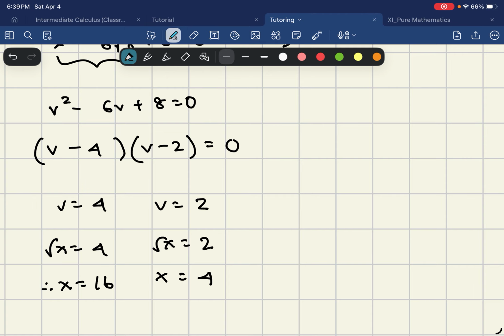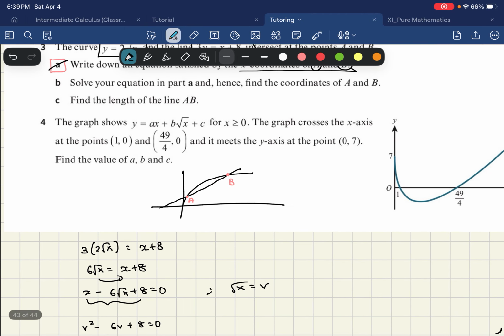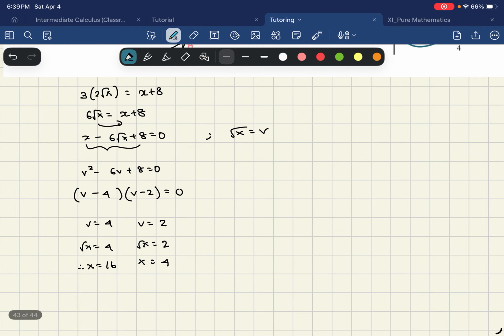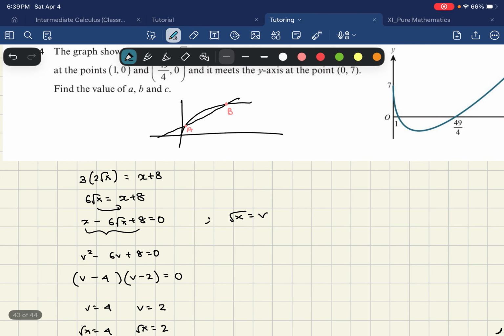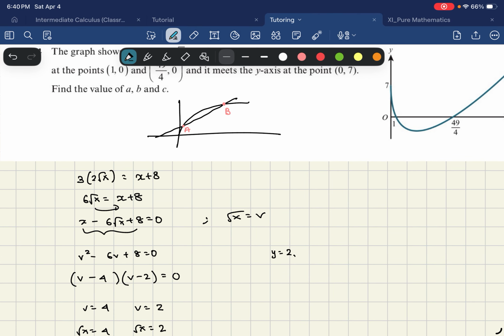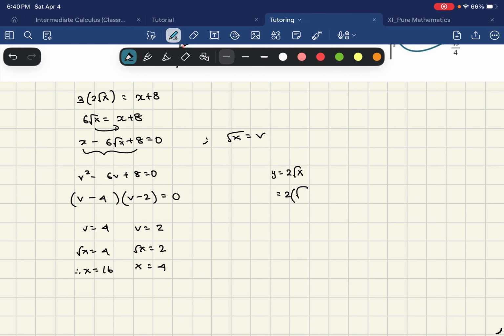So those are your 2 x coordinates. We need to find the y coordinates as well. All right. So y is equal to 2 square root of x. So 2 times, when x is 16, square root of 16. So 2 times 4 is just 8. So you have 16 comma 8.